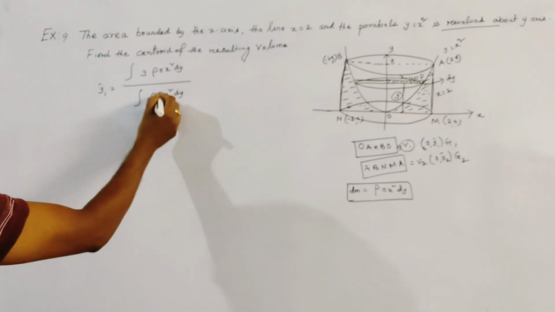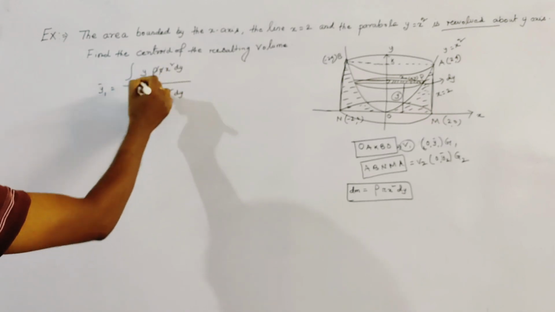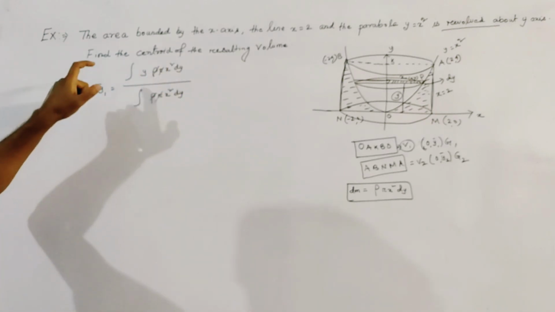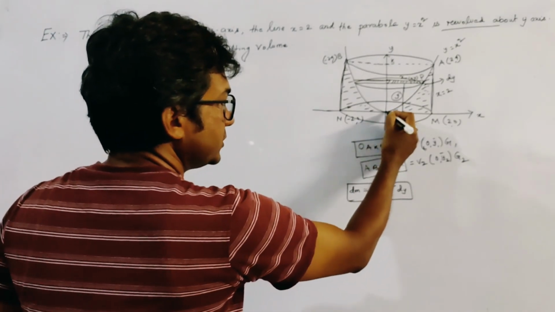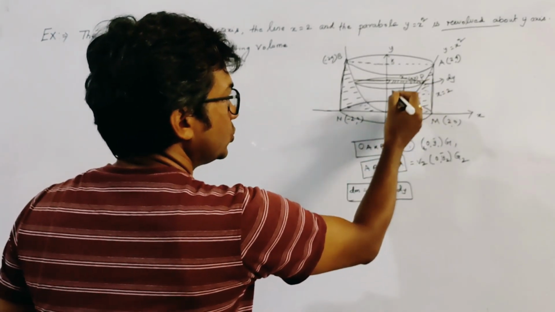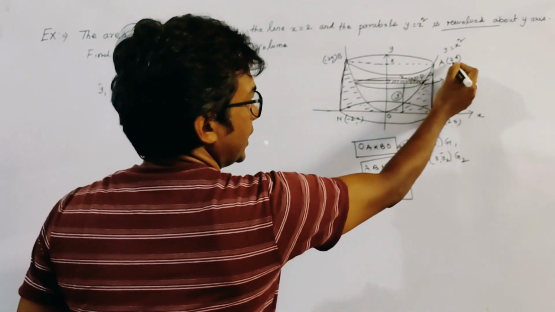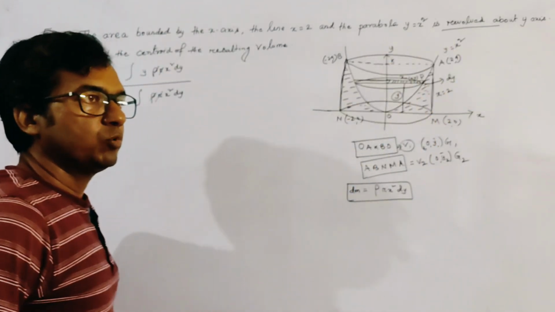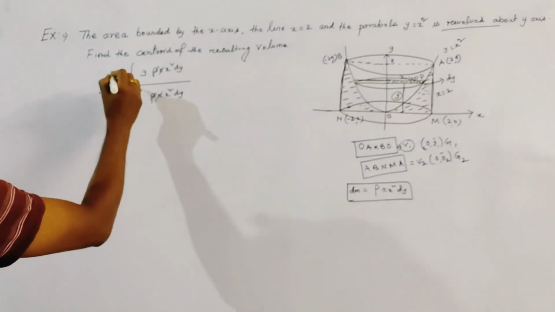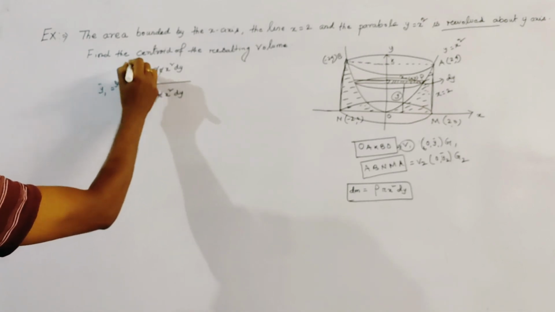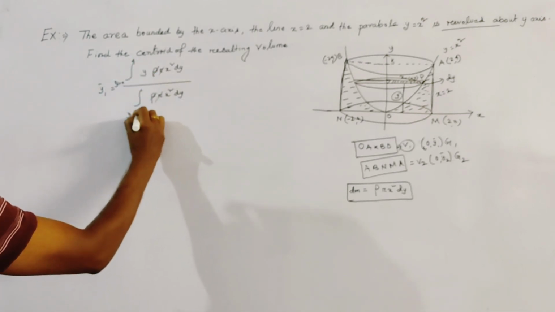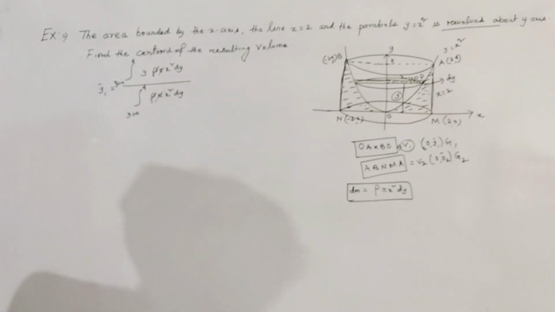We cancel out pi and rho. And what is the range of integration? We take the point P from 0 to 4, because here y equals 4. So this is y equal to 0 to 4, and here also y equal to 0 to 4.